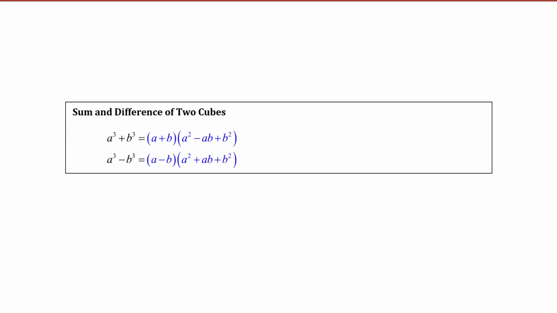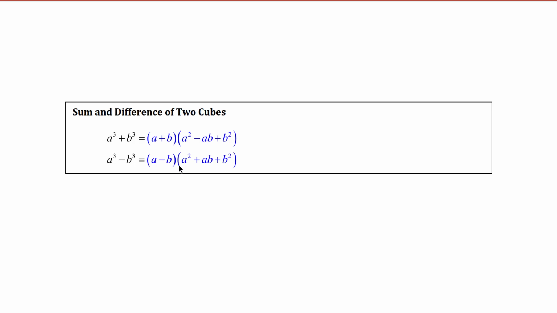Next, we're going to go over how to factor a sum and difference of two cubes. First, we have the sum of cubes, which is a³ + b³. This is equal to (a + b)(a² − ab + b²). Next, we have a difference of cubes, which is written as a³ − b³ = (a − b)(a² + ab + b²).